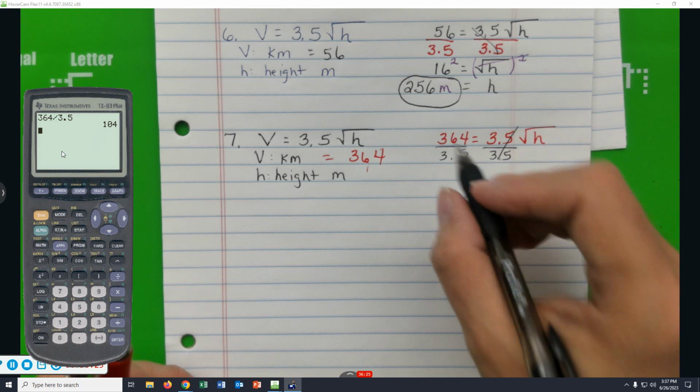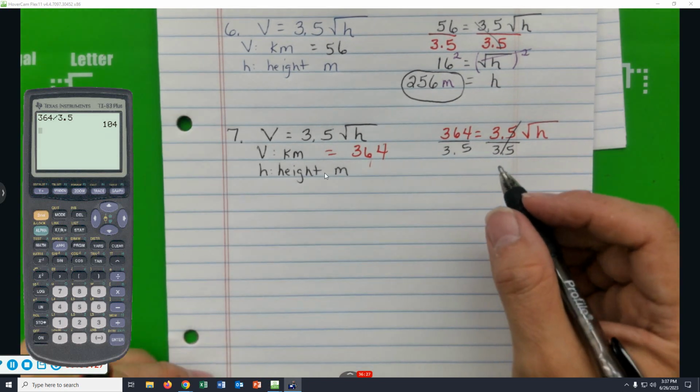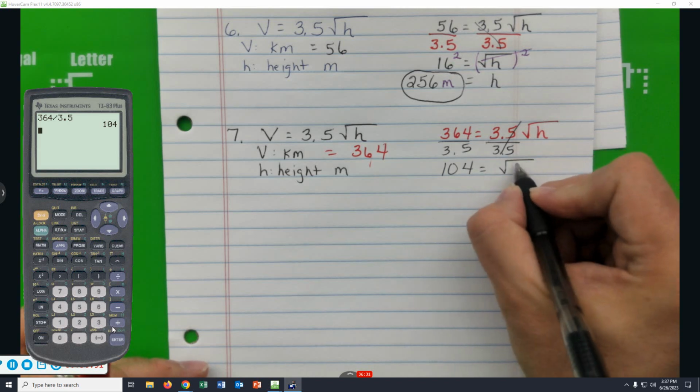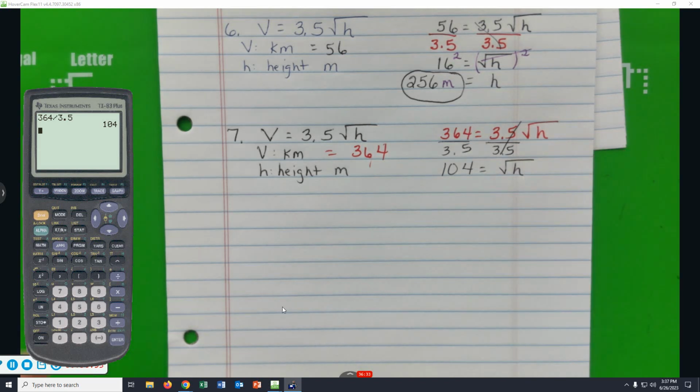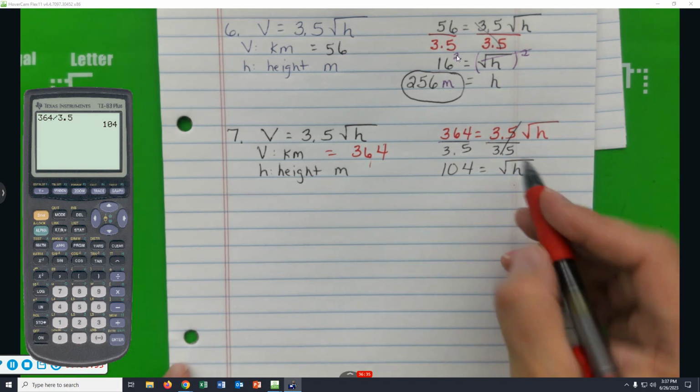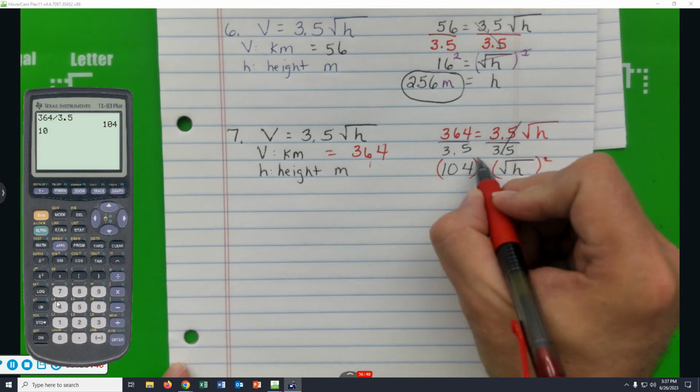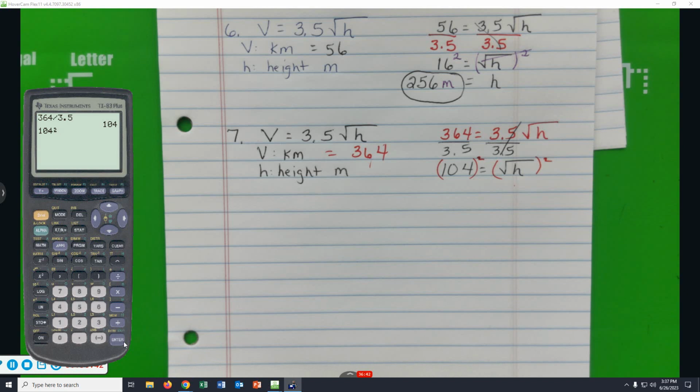Oh, you're right. It is. What was it? 104? 104. You're right. Equals the square root of h. Now, how do I cancel out that square root? Do what you did up here. Square both sides. So what's 104 squared?